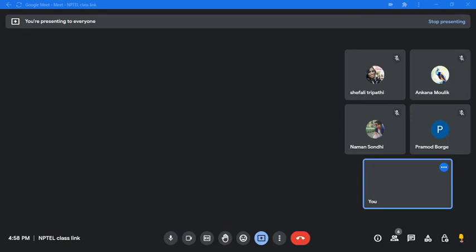So the first question is: which of the following is not an intrinsic factor in food spoilage? You have to pick one of the options. Options are given: A, pH; B, temperature; C, moisture; and D, available nutrient. I'll give you some time, like 1 minute. If anybody can answer, please unmute yourself and tell me the answer.